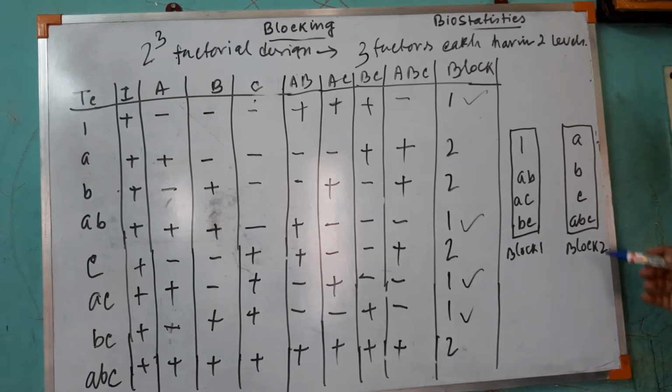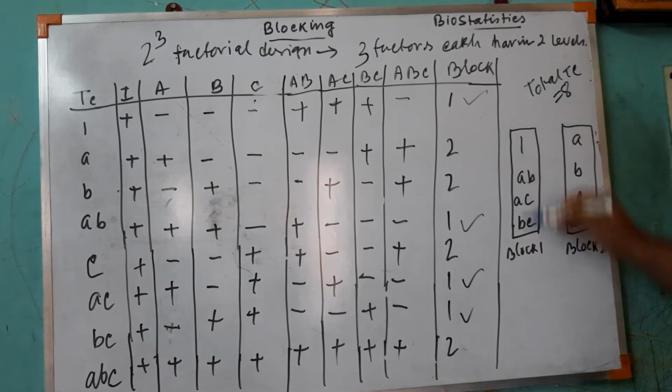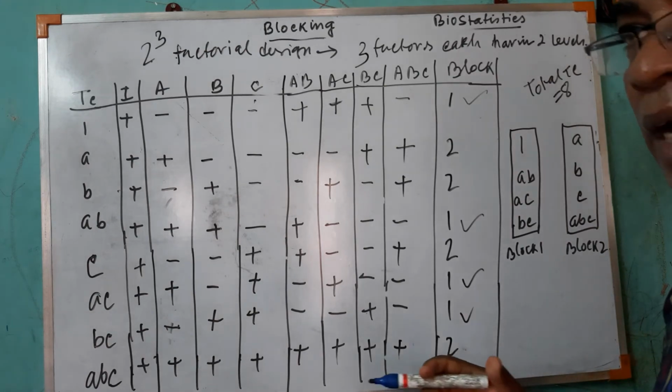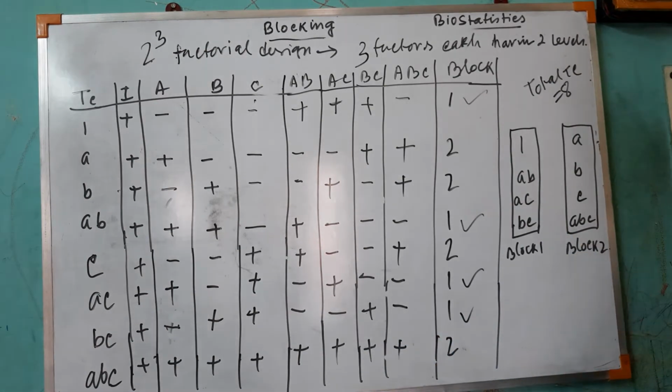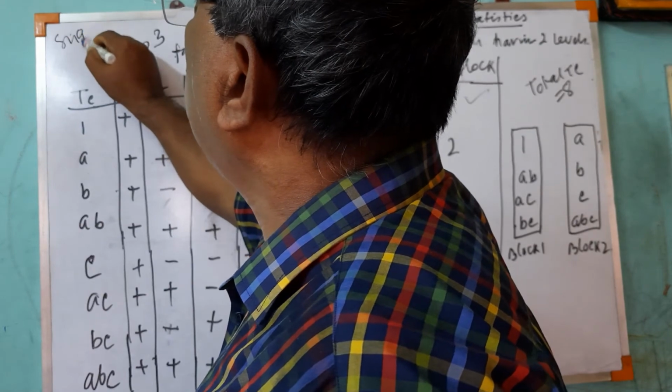So these are 2 blocks which I am assigning. I have assigned 8 treatment combinations into 2 blocks, that is, each block having 4 treatment combinations. Total treatment combinations equal to 8. Each has 4, 4 plus 4 comes 8. This is how we assign 8 treatment combinations into 2 blocks, block 1 and block 2, using which table? Sign table. Using sign table.